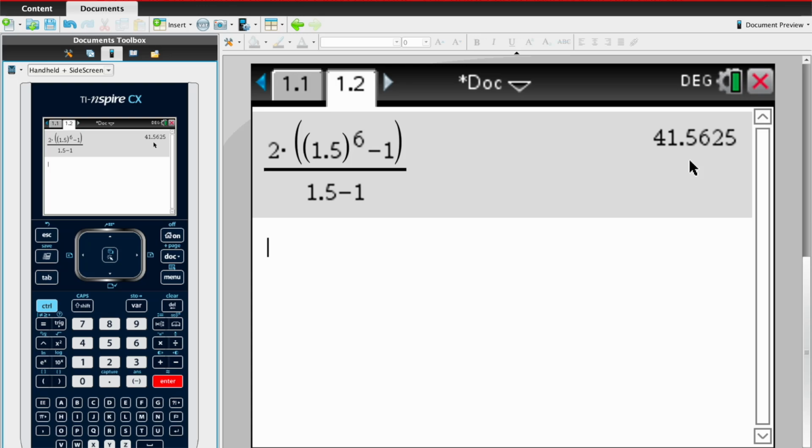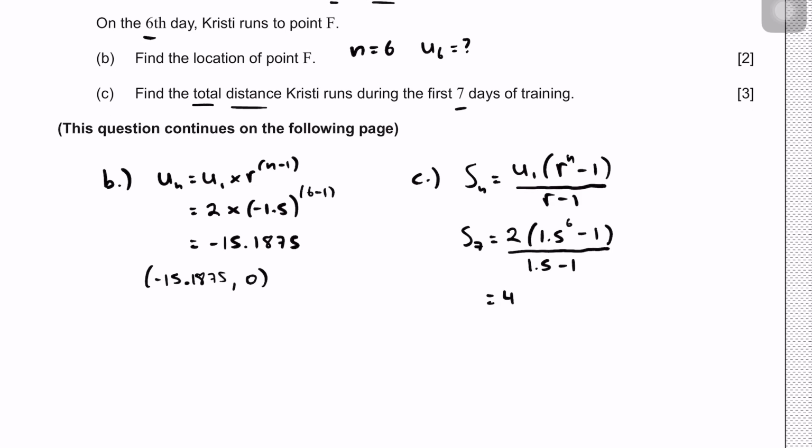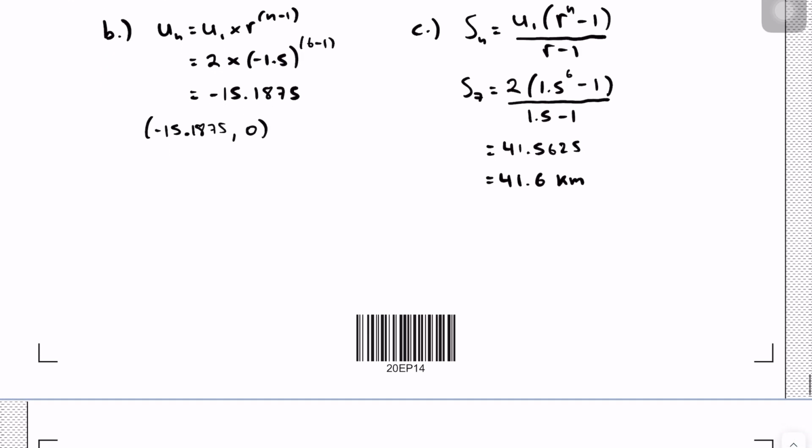And total distance traveled is 41.5625 kilometers. So let's go back to the document and write this out. 41.5625, or to 3 significant figures, 41.6 kilometers. Okay, good. I think we can go on.